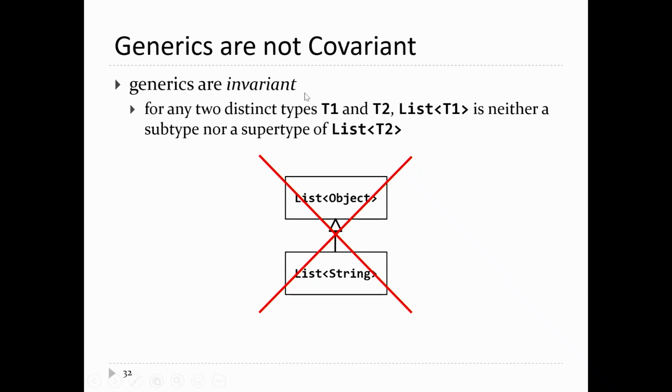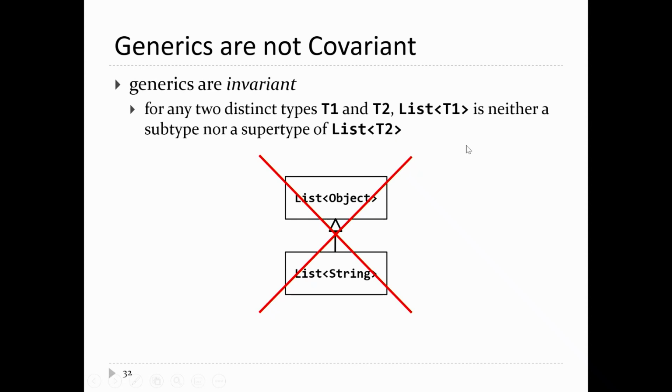So if you have a list of something, like a list of object, and you have a list of string, there is no relationship between these two classes. None. There's no inheritance relationship, no aggregation relationship, no association, there's nothing. They're two completely separate classes. So for any two distinct types, T1 and T2, a list of type T1 is not a subtype or a supertype of list of T2. There is no relationship between those two classes other than that they're both lists of some type. So generics are invariant.